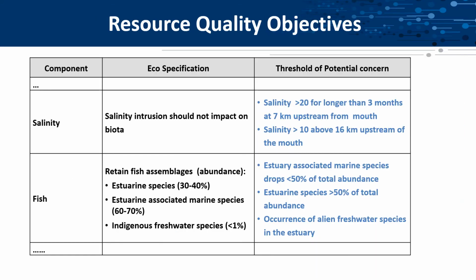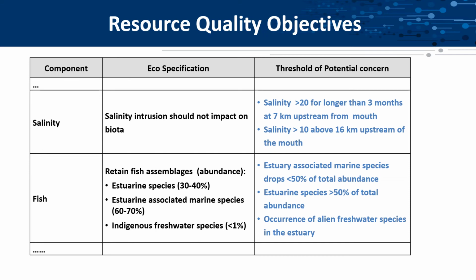Here I'm going to give you a brief example of what we mean by a resource quality objective. These are stated in two different ways. The first is the ecological specification, how we want it to be. The second one is thresholds of potential concern: when will we start worrying if we exceed these values? Two examples here: salinity is abiotic and fish for biotic.